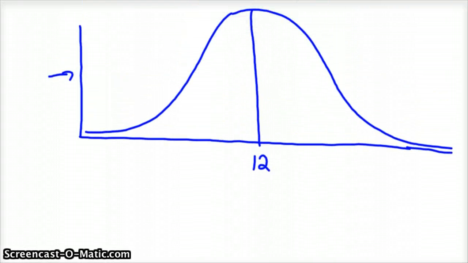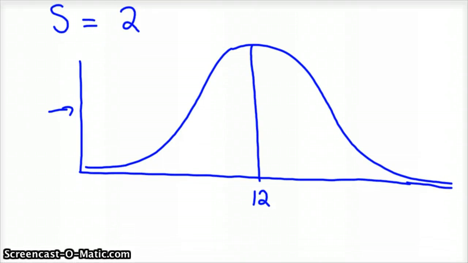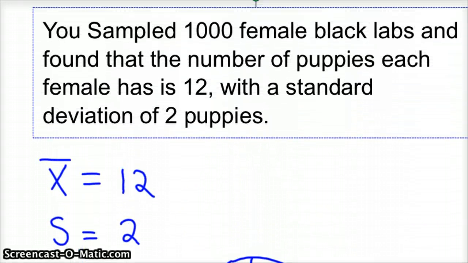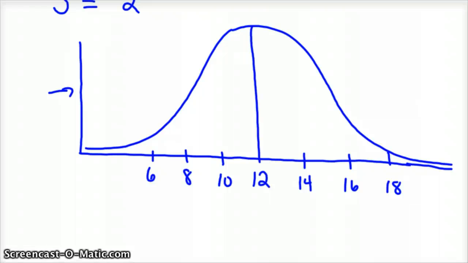If you went to the right, 1 standard deviation, so now we're at 14 puppies. 2 standard deviations, now we have 16 puppies, and 3 standard deviations, we have 18 puppies. Going the other direction, 1 standard deviation backwards, we have 10 puppies, 8 puppies, and 6 puppies. I'm making this up. I don't know how many puppies a black lab has. I just know they have a lot of them. And so that kind of gives you an idea of what's happening.